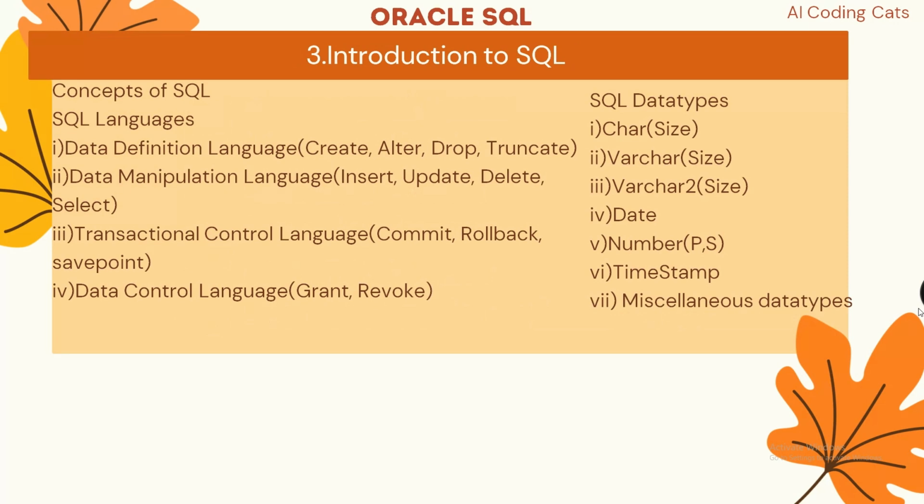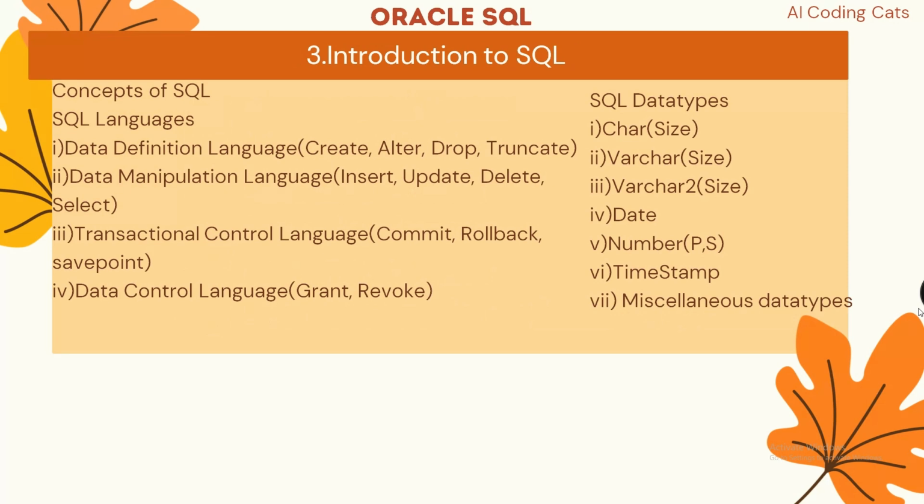Meaning how to create a table, how to alter a table, how to drop a table, how to truncate a table, and how to insert the data in the table, how to update the data in the table, and how to delete the data, and how to select the data, and what is commit, what is rollback, savepoint. And in the DCL, grant and revoke. This last one, data control language, is more related to the administration of the database, the DBA. But in these SQL commands also, I'll cover some of this.